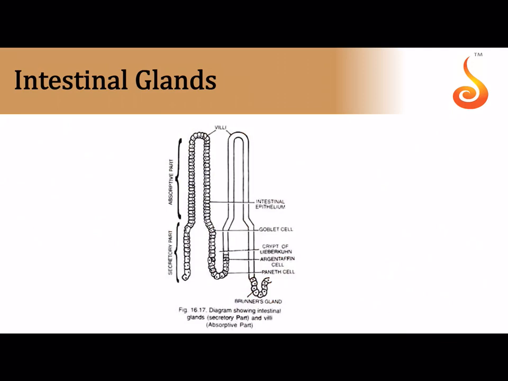In the intestine, I had told you that there are finger-like projections referred to as villi. Between the villi, you have depressions. I had told you you have crypts of Lieberkühn, which are called the intestinal glands. In the intestinal glands, you have goblet cells which secrete a lot of mucus, and then you have argentaffin cells which may secrete certain hormones. We will discuss some of the hormones later.